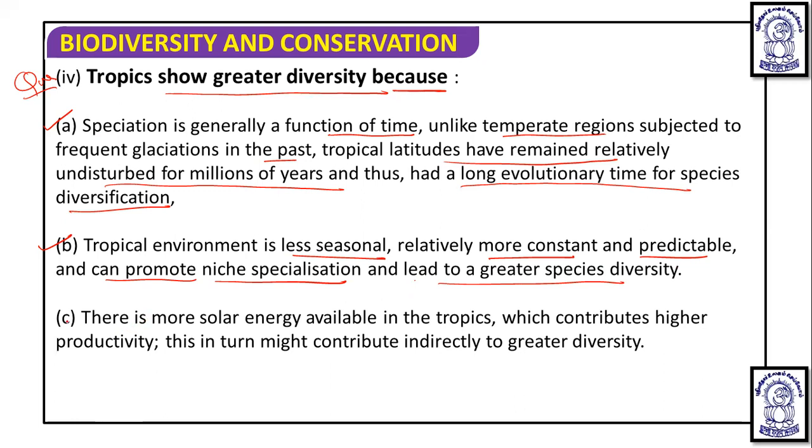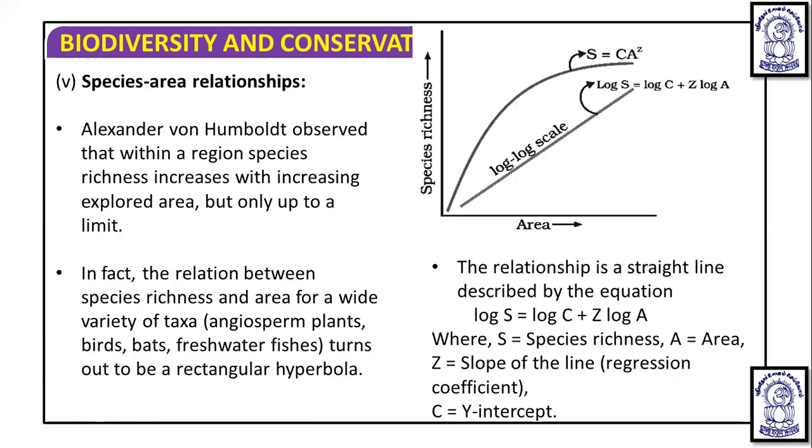And more constant. Another reason is that more solar energy is available in the tropics. Near the equator you will see more availability of solar energy, which contributes to higher plant production and higher productivity. That in turn might contribute indirectly to greater diversity, because if food production is more, more organisms can be dependent on it. So because of this, we can say the tropical regions have larger diversity compared to the temperate regions.